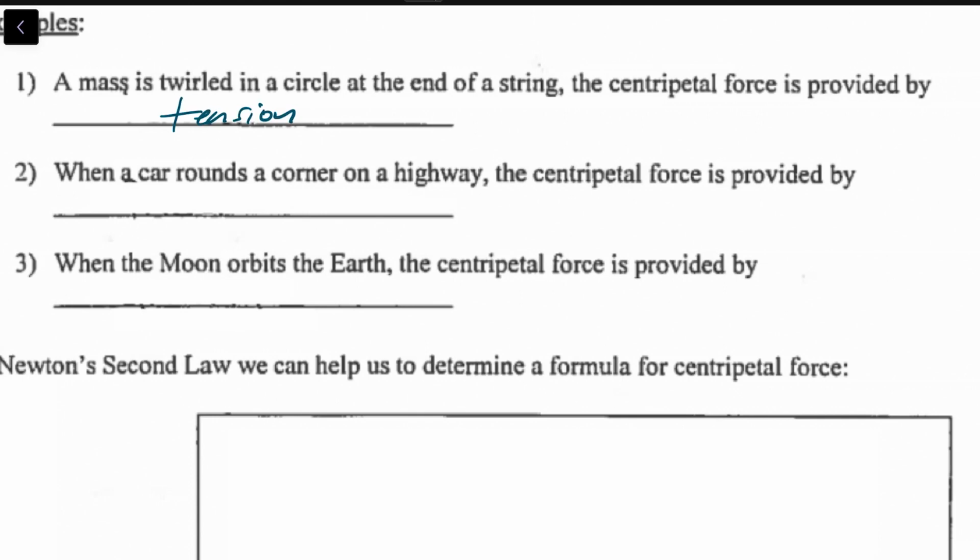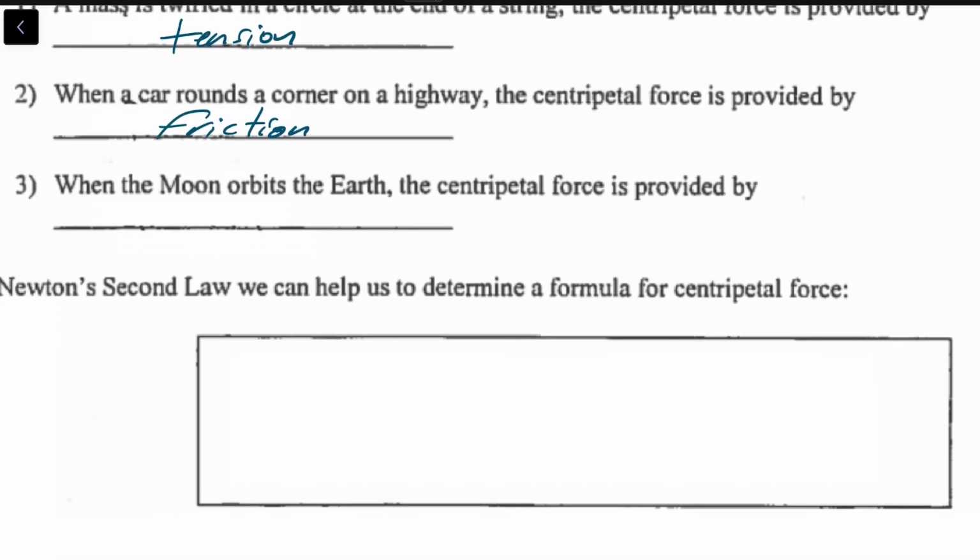When a car rounds a corner on a highway, the centripetal force is provided by friction on the tires, and the coefficient of kinetic friction, mu, between the tires and the road is what's going to provide the centripetal force and give that rotation. Okay, and last one here, when the moon is orbiting around the Earth, that's gravitational.